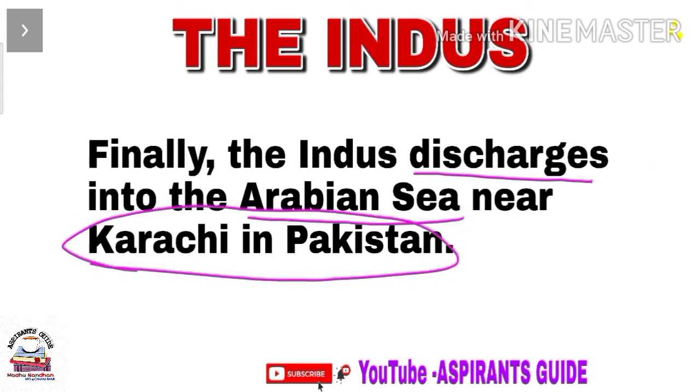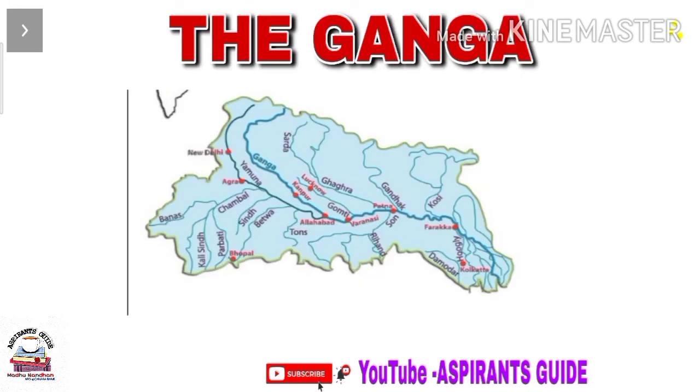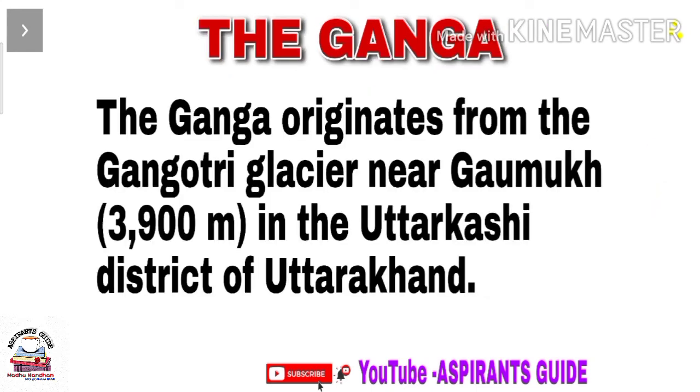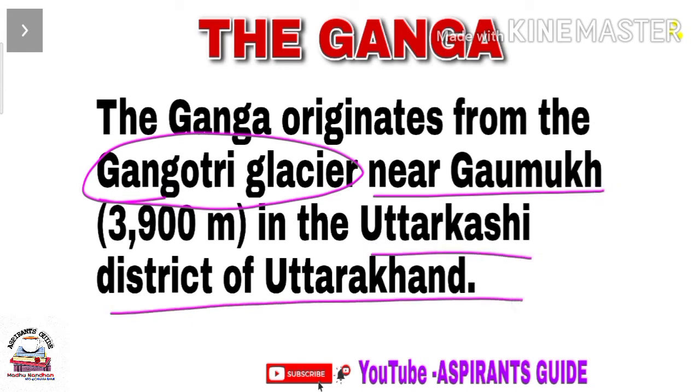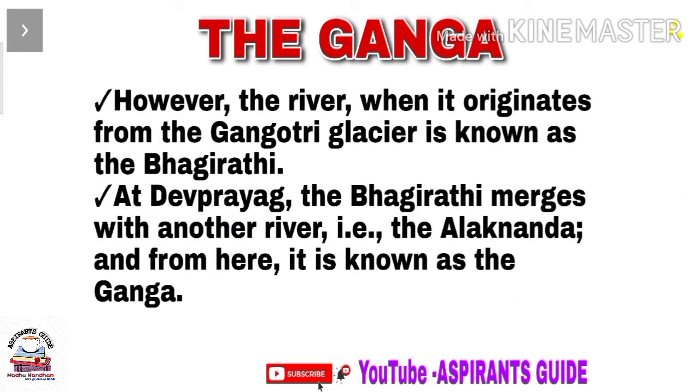Okay guys, now let us see another Himalayan river, that is the river Ganga. This is the sacred river in India, and this river originates from a glacier called the Gangotri Glacier near the Gomukh region at an altitude of 3900 meters in the Uttarkashi district of Uttarakhand. And this river is called Bhagirathi at the place of origin. It means at Gangotri Glacier it is known as Bhagirathi. But from Devaprayag onwards, where Bhagirathi merges with another river called Alaknanda, it is known as Ganga.